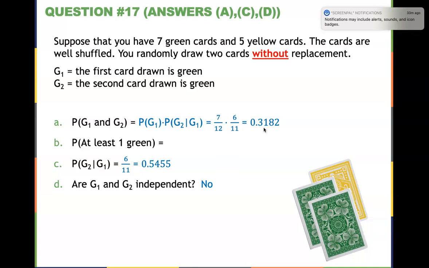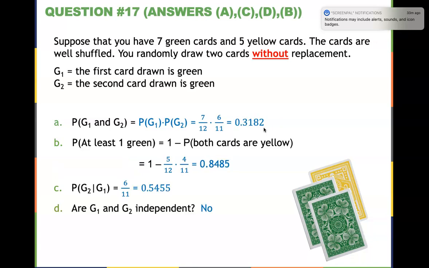And then at least one green, again we can use the complement. So in this case, 1 minus the probability that both cards are yellow would be 1 minus 5 over 12 times 4 over 11. Again, the first card being yellow would be 5 out of 12 because we start with 5 yellow cards and 12 total cards. Once that first yellow card has been drawn, we now only have 4 yellow cards left of the 11 cards remaining. So we're going to multiply these two together and then subtract from 1, and we get 0.8485.